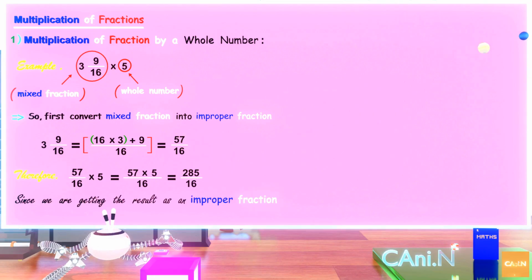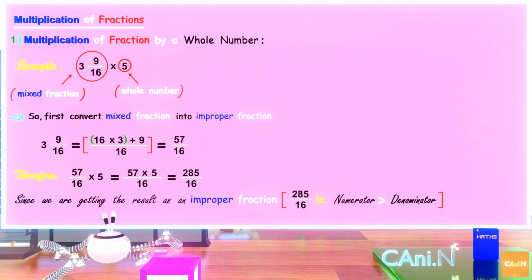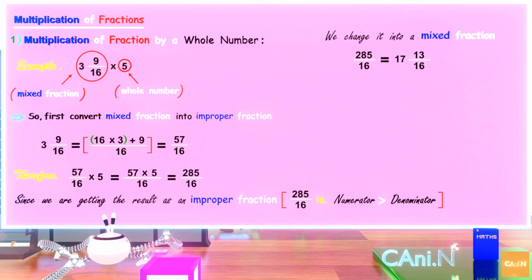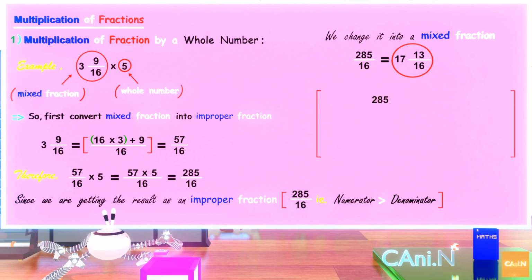285/16. Since we are getting the result as an improper fraction, 285/16, that is, the numerator is greater than the denominator, we change it into a mixed fraction. 285/16 equals 17 13/16. Now, how did we obtain this mixed fraction? 285 divided by 16. 16 into 17, we have 272. So we get the remainder as 13. We stop the division operation at this point because if we divide further we will have decimals.